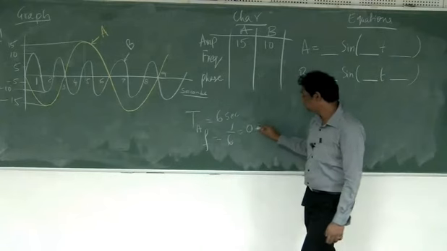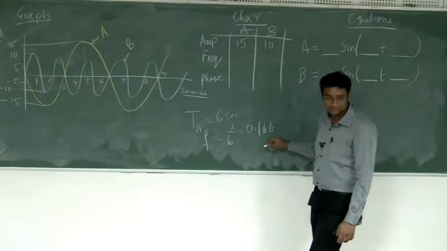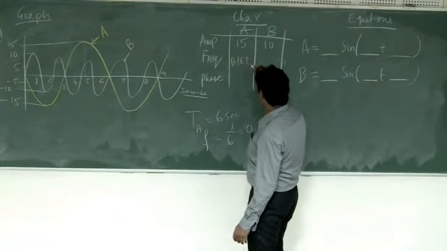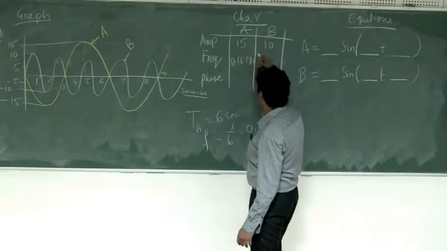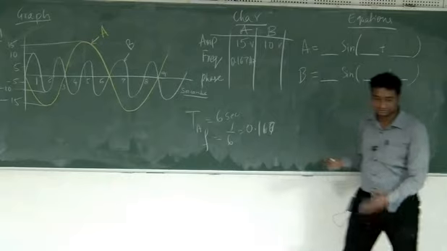Is it 0.166? 1 by 6, alright, 0.167. So I can write it as 0.167. What are the units? Hertz. And what are the units here? Let's say volts or currents, whatever.